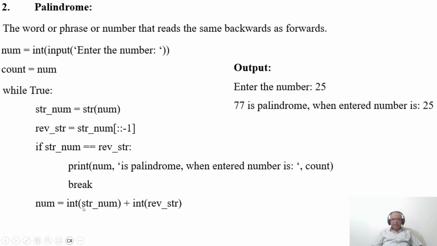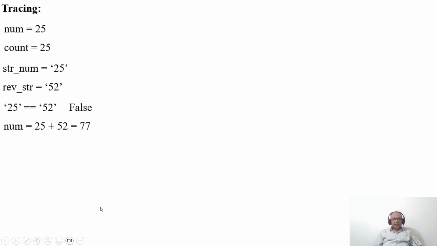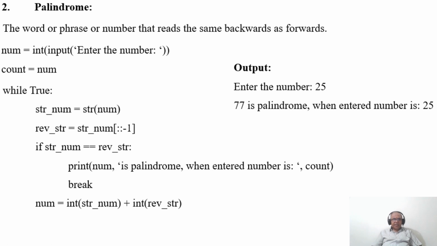Num is equal to what? int of str num. What is the str num? Str num is 25, so you are converting that into an integer. That is the reason why the string '25' has become just 25, because you are converting the string into a number. And again you are converting rev underscore str, which is a string, into an integer. Then we are adding int of str underscore num plus int of reverse str. So num is going to become 77.